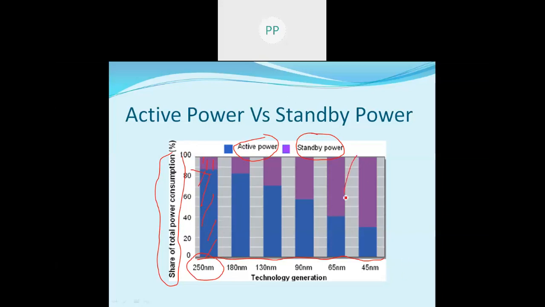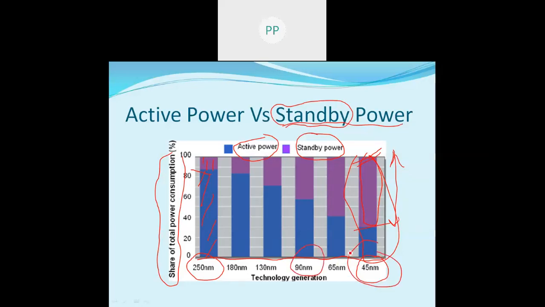But if this is compared with the 45 nanometer technology node, now you can see that the active power is around 30%, and the static power dissipation, which is completely undesirable because no electronic activity is happening, is almost 70% of the total power dissipation, which is very, very alarming. So we need to develop techniques that could be useful for minimizing the standby power, the static power, especially for advanced technology nodes. Even in the 65 nanometer technology node, you can see that the static power has become much larger than the dynamic power.